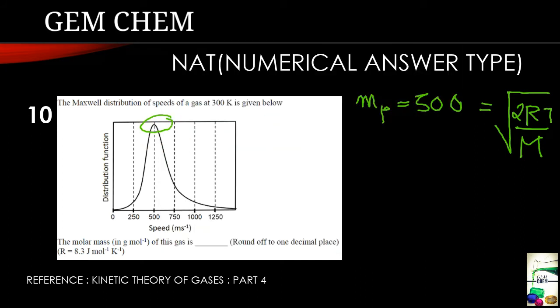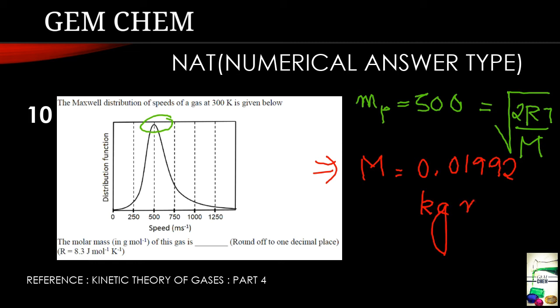Now we just substitute the values, and then M comes to be 0.01992, but the value has come in kilogram per mole, and we need the value in gram per mole, so it is 19.92 gram per mole, and this is our answer.